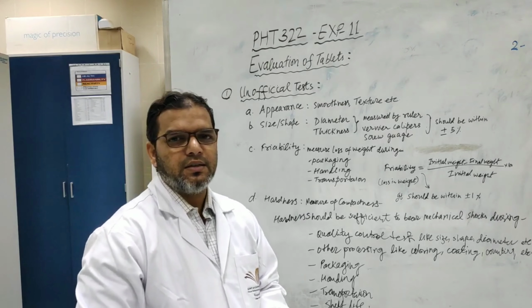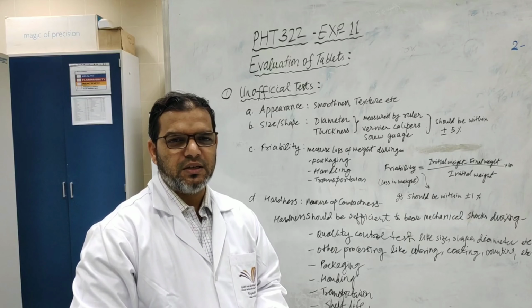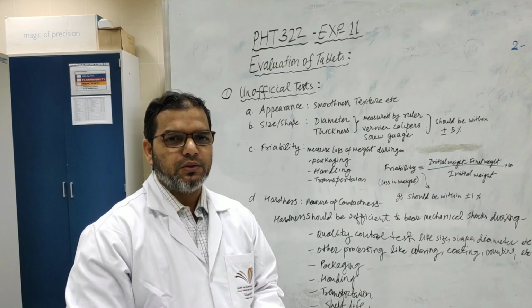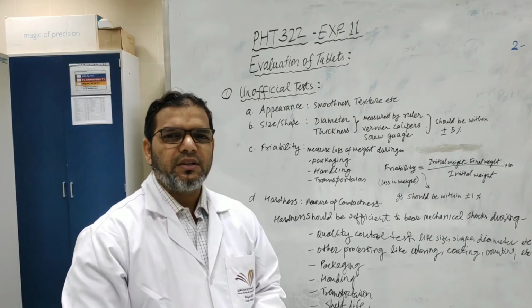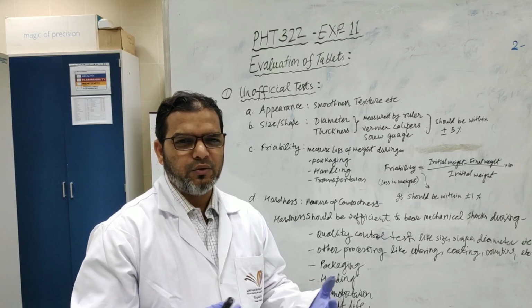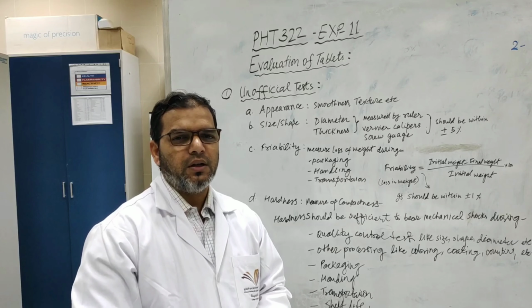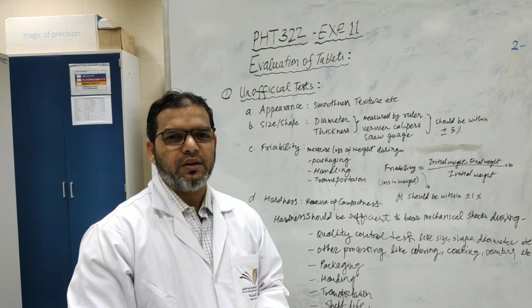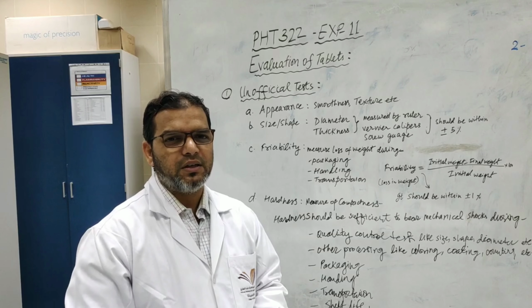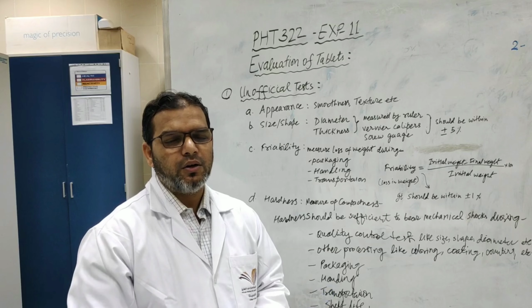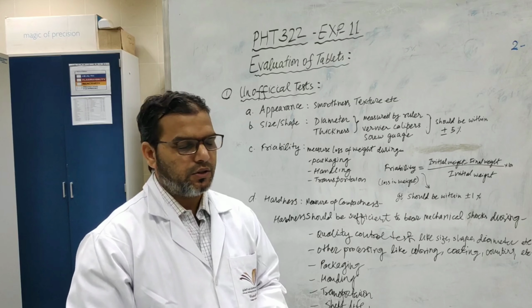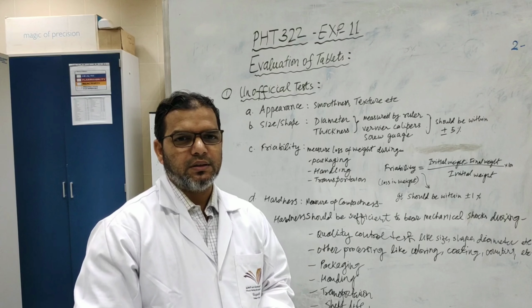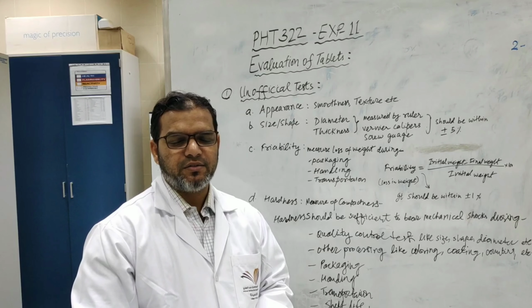So what is the size and shape of the tablet? You are going to measure the diameter of the tablet and the thickness of the tablet. Usually it can be measured by ruler, or by manual method you can use vernier calipers or screw gauge. However, there are some automatic machines also where you can measure thickness, diameter, even weight all together. Anyway, for thickness and diameter, the control should be within plus minus 5%.